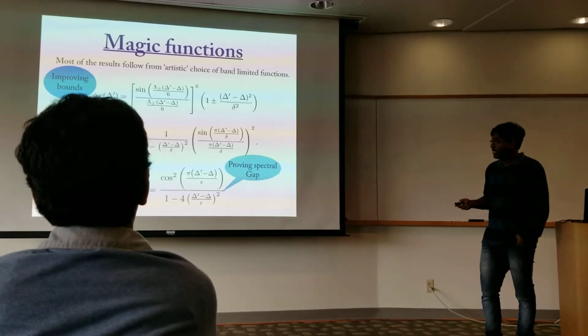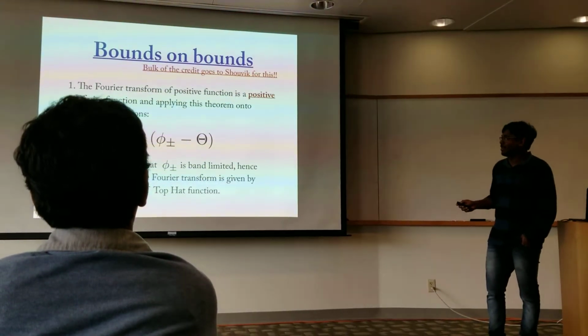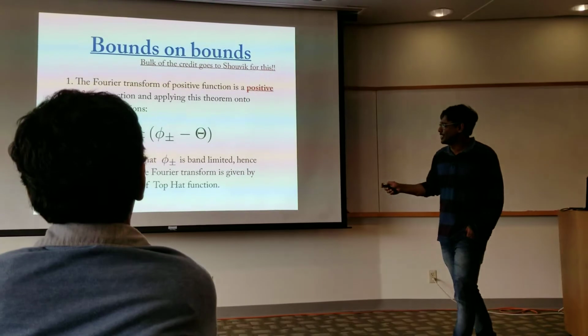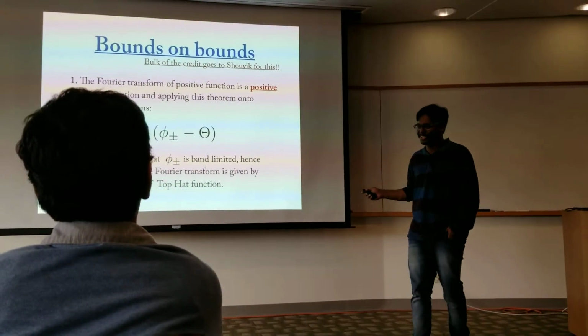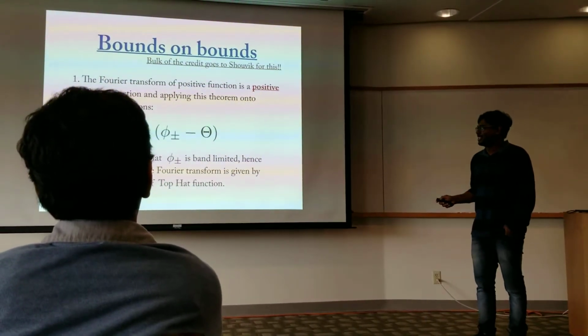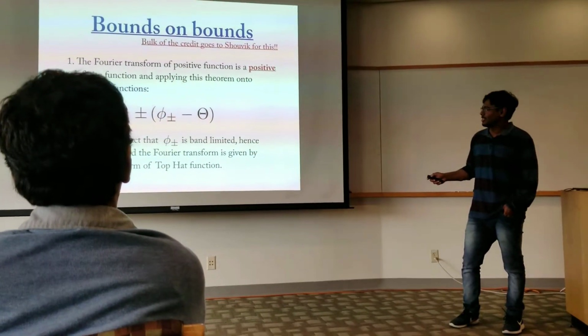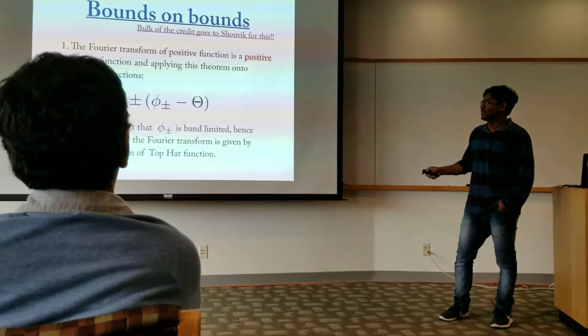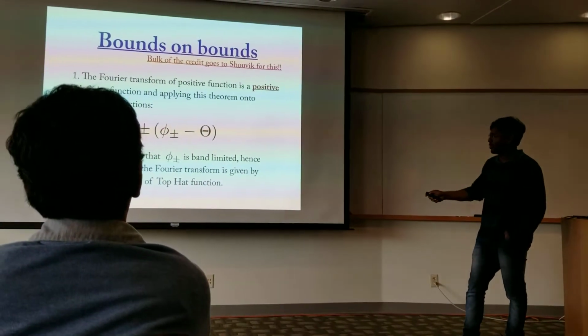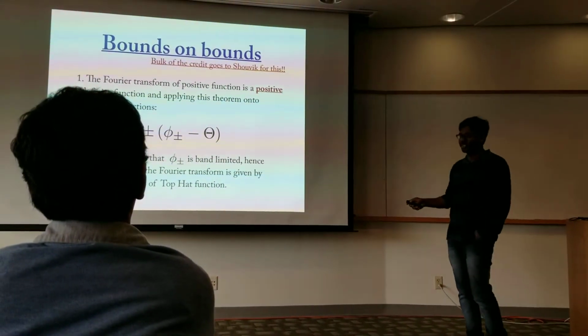And then the last bit was the bounds on bounds. Here, of course, I should mention the bulk of the credit goes to Sridip for this, because he happens to know a nice characterization for the Fourier transform of a positive function. So the characterization is the Fourier transform of a positive function is a positive definite function.